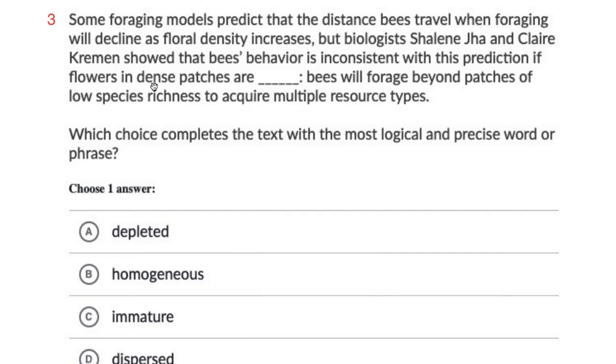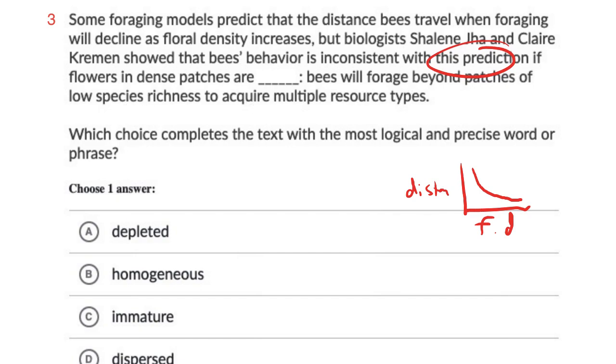They use the word dense, but bees' behavior is inconsistent with this prediction. Well, what's the prediction? That as floral density increases, distance traveled would decline. So as that increases, that decreases. But they're saying that bees' behavior is inconsistent with this prediction if the flowers in the dense patches are a certain way. They're going to say that bees will forage beyond patches of low species richness.